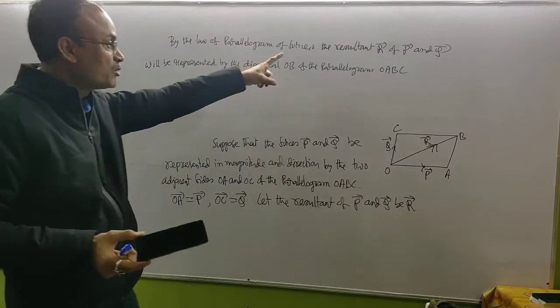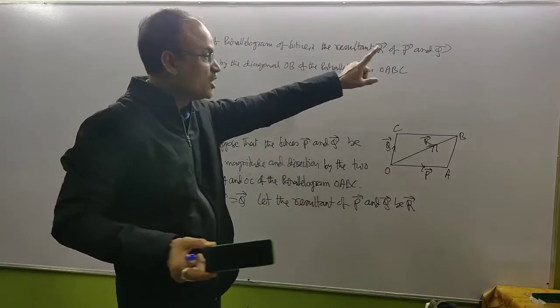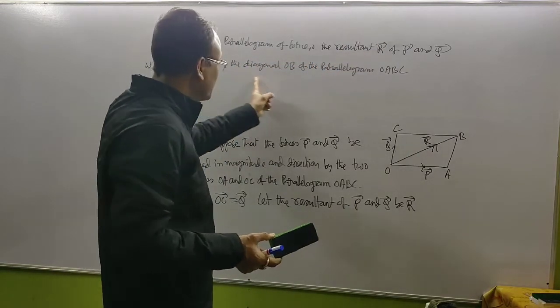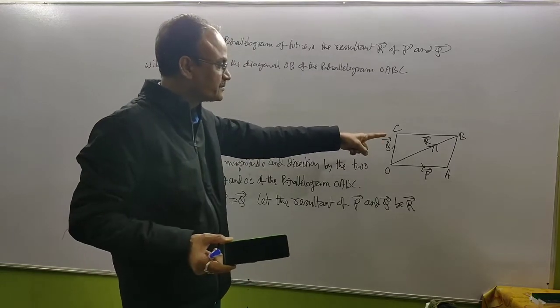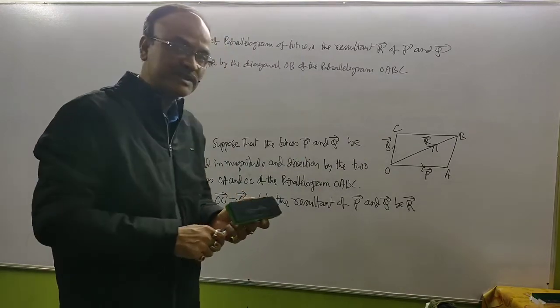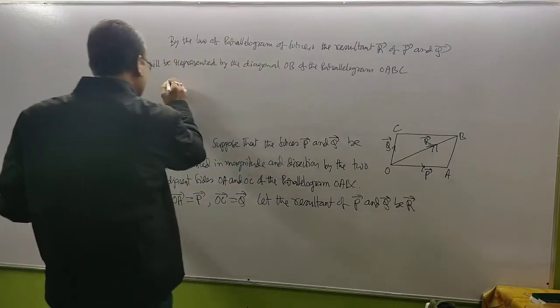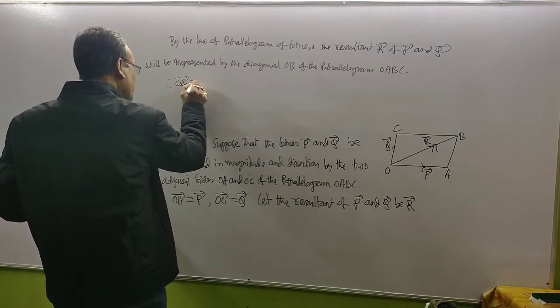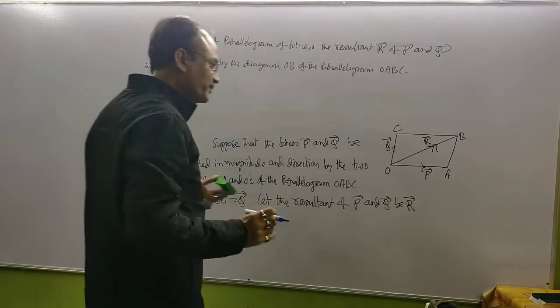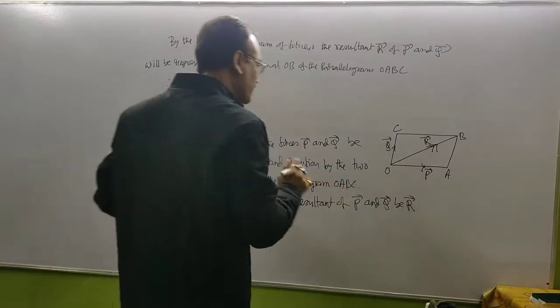By the law of parallelogram of forces, the resultant R vector of P and Q will be represented by the diagonal OB of the parallelogram OABC. Therefore, OB vector will be represented by R vector. Now, OC and AB are parallel.